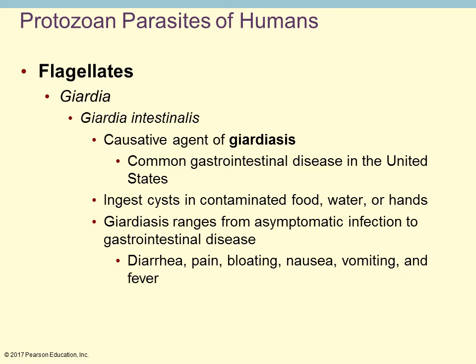Giardia is the causative agent of giardiosis. This is a very common, we refer to it as a gastrointestinal disease here in the United States. What happens is you ingest the cyst, typically in contaminated water, sometimes contaminated food, and some people, if they've only ingested a few cysts, may remain asymptomatic. However, typically what happens is people have ingested several, and it progresses to the full-blown disease, which is going to be diarrhea, pain, bloating, nausea, vomiting, fever, or what we used to call extreme intestinal distress.